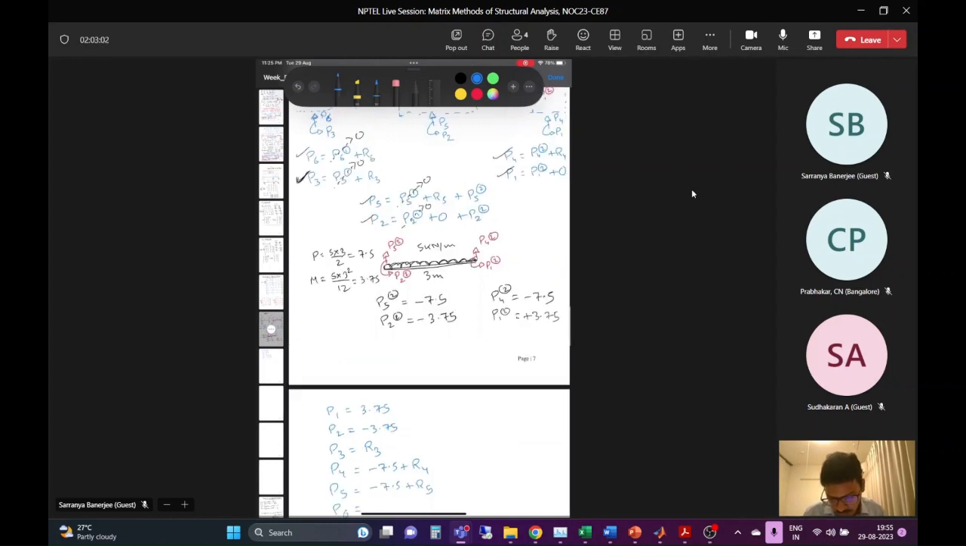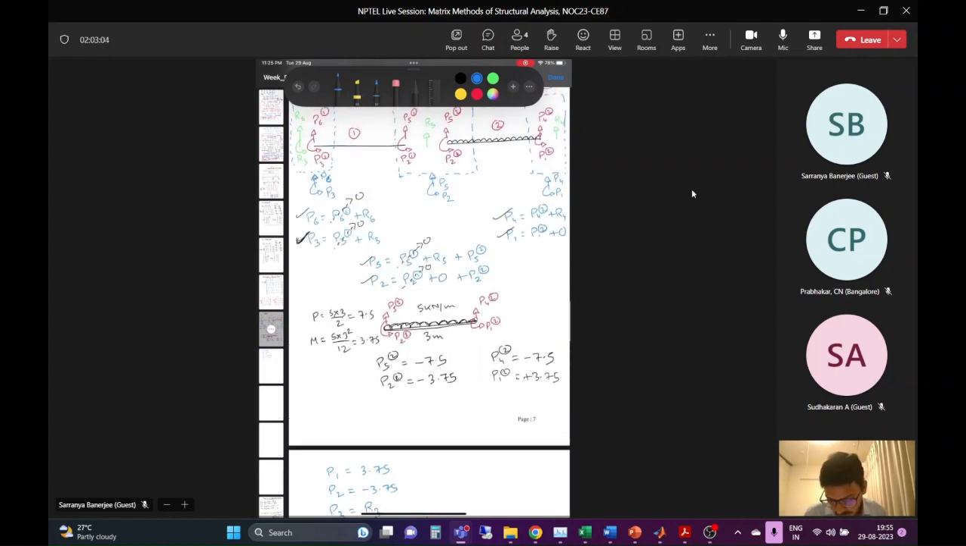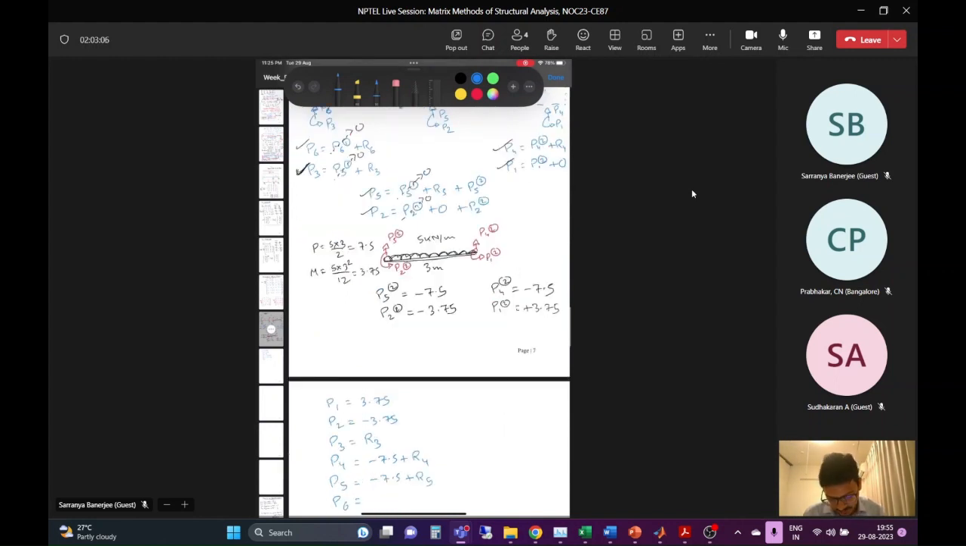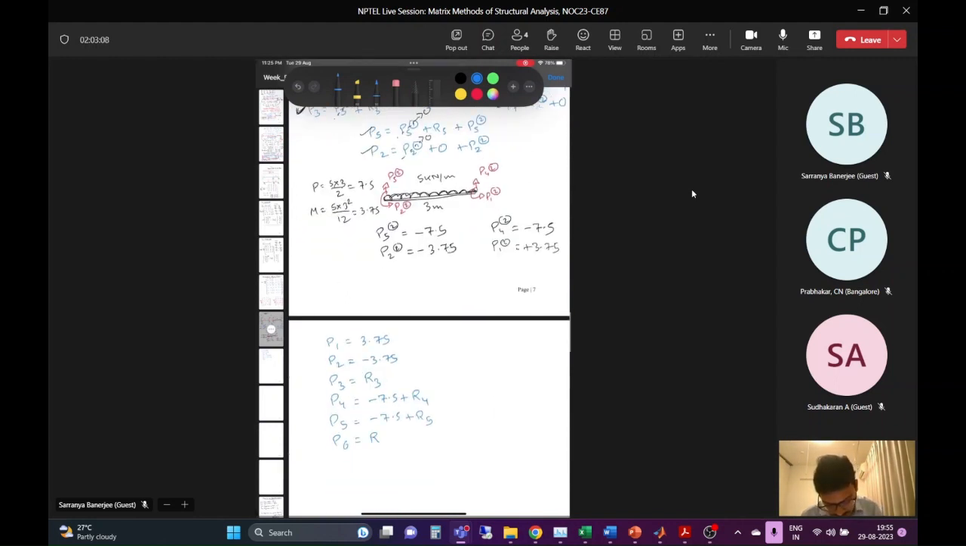P6 equals, where is P6? P6 equals 0 plus R6. So P6 is directly equal to R6. So this is the load vector that we have. Okay, this is the load vector.